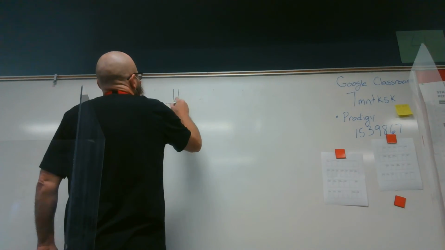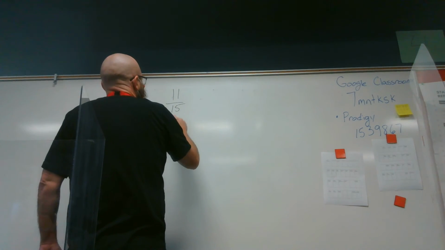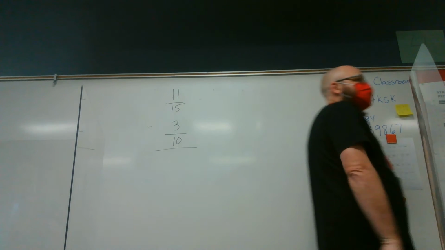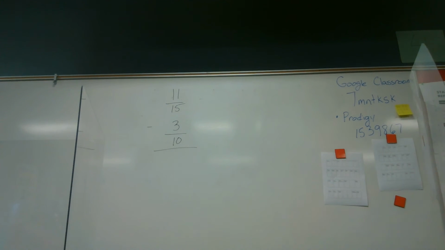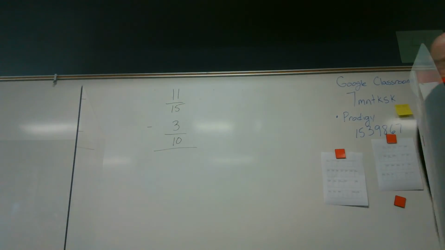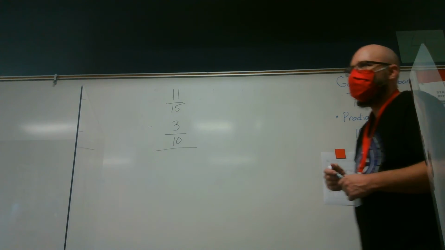11/15 minus 3/10. This is going to be a subtraction problem. Can I subtract them the way they are currently written? No. Anybody got an idea what the least common denominator would be? Jacob? 30.